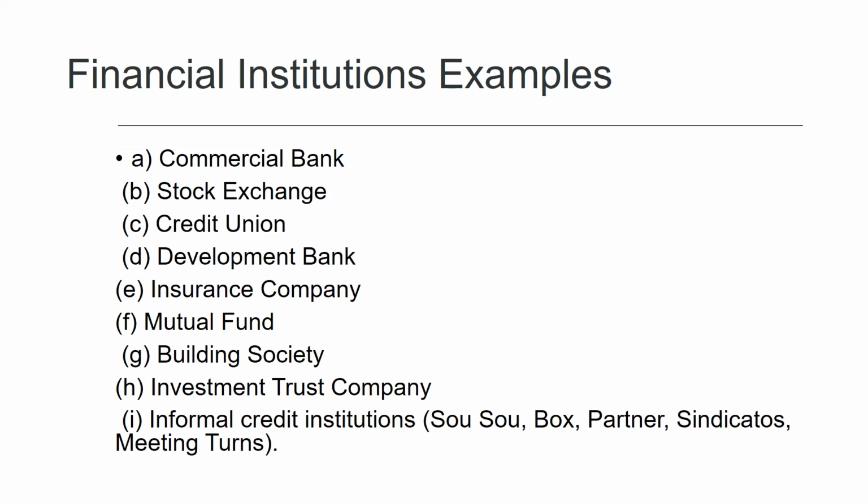We have insurance companies, which give you financial protection against the risk of things that might happen, financial risk, such as debt. Mutual funds give you investment opportunities. We have building societies, investment trust companies, and then the informal sector.